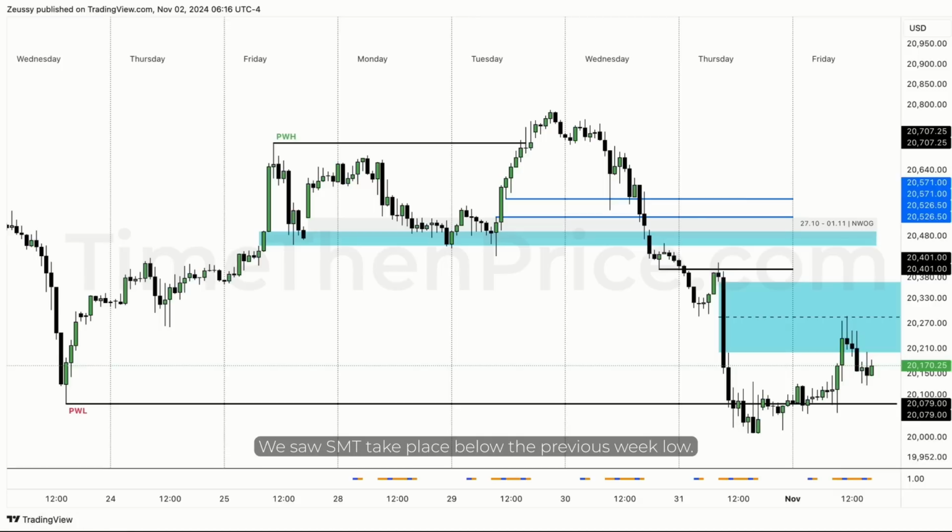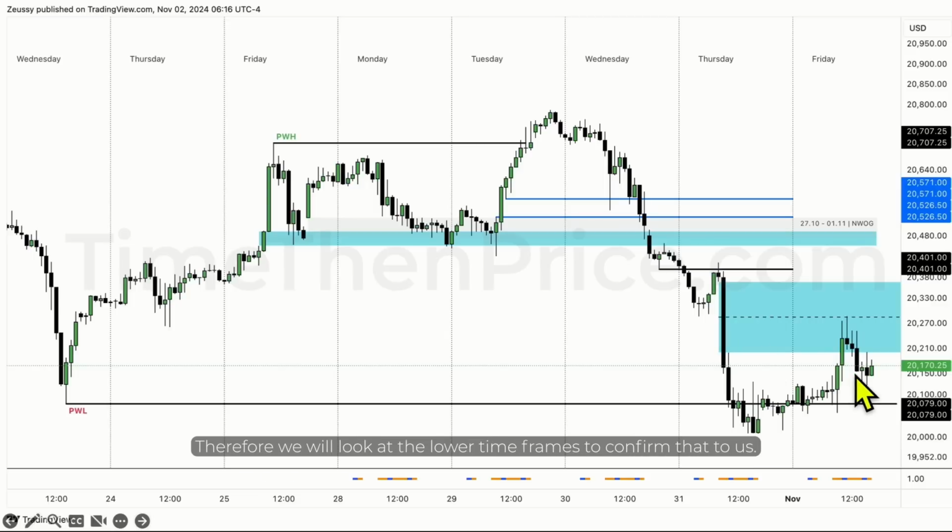We saw SMT take place below the previous week low. Therefore, I anticipate that we're likely going to draw towards that RECB next. And the reason why I'm paying attention to these fine details within my analysis is because I need you to understand that it's exactly inside of these details that you will see the algorithmic precision take place. Because I've just framed the idea of we're likely going to draw towards this RECB.